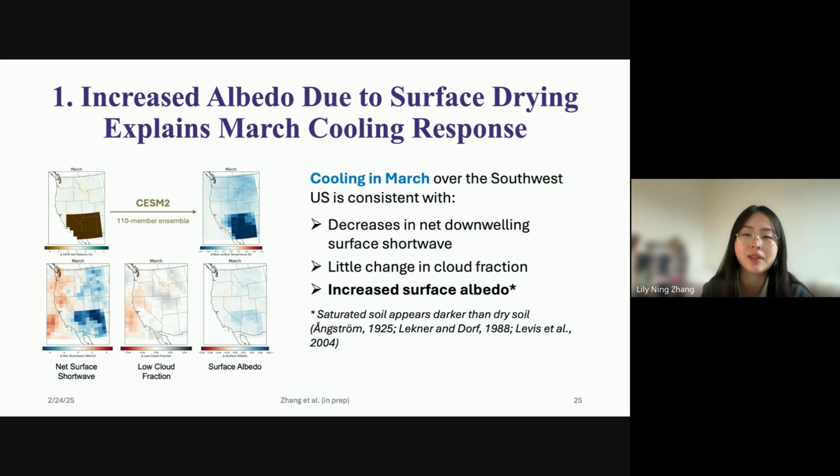a result of drying. So some of you might be familiar with this aspect of the model, but also reality, where wet soil appears darker than dry soil. And we think that's what's happening: by depleting all the soil moisture in March, we were able to affect the albedo enough to create this cooling response that we see.